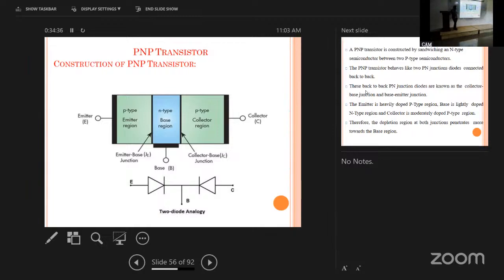So this transistor can be operated in how many modes? Four modes. One is active region, second is reverse active region, another is cutoff region, another is saturation region. Four regions you can operate. So how can we operate this transistor in the active region? Next, next.